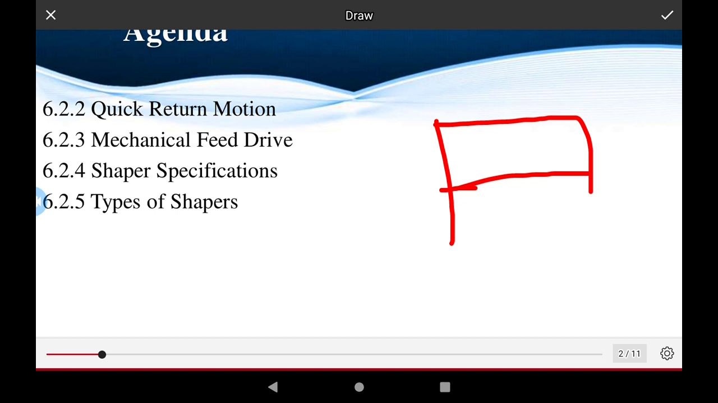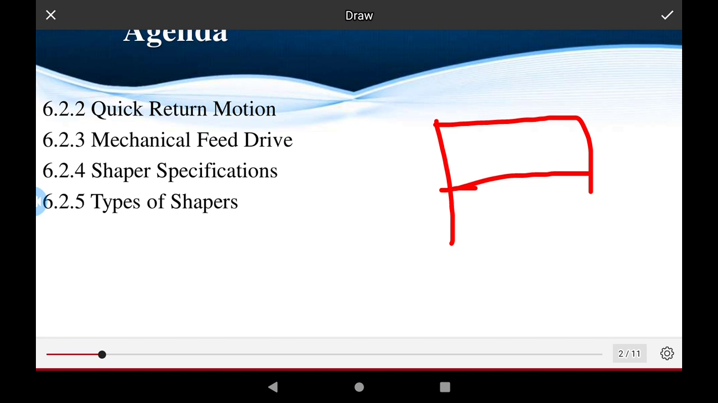The forward motion cuts the metal on the surface of the workpiece, according to the settings of the machine's program. And the ram also moves for the return stroke. The forward stroke cuts the metal and the return stroke does not cut the metal. The return stroke is also known as the return motion or mechanism.